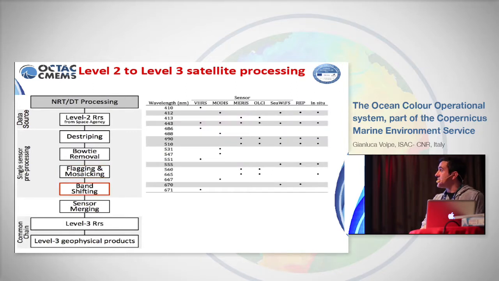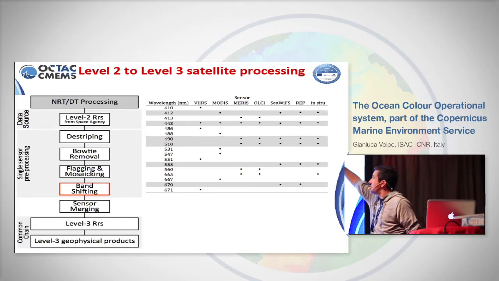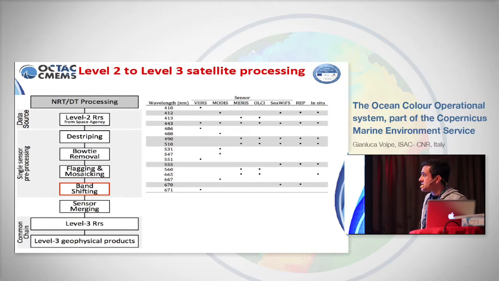This table shows the wavelengths of each sensor, and you can see, for example, the 443 here, this line, which is common to all sensors. Before being able to merge the single sensors' contributions, they need to have the same measurements at the same wavelengths. So the 443 is common to all the others, while there are others, the 410, 412, and 413, which vary by a few nanometers from each other.